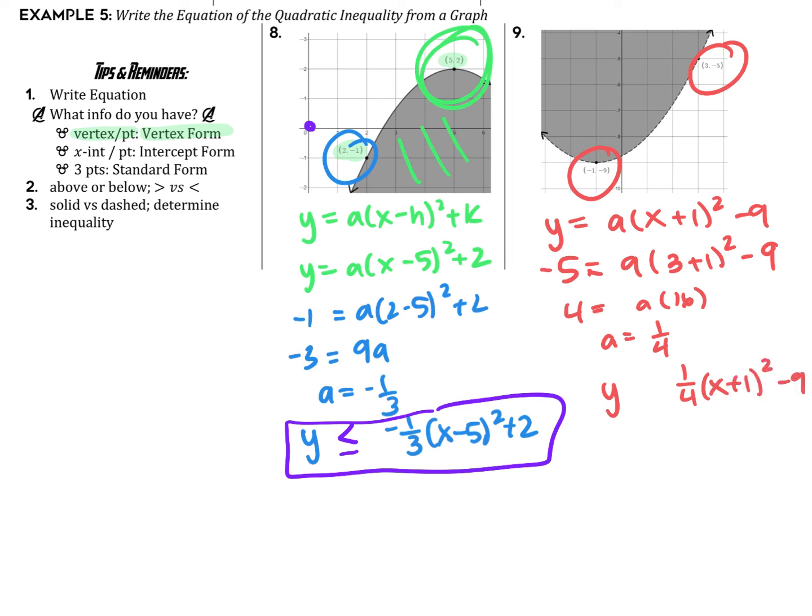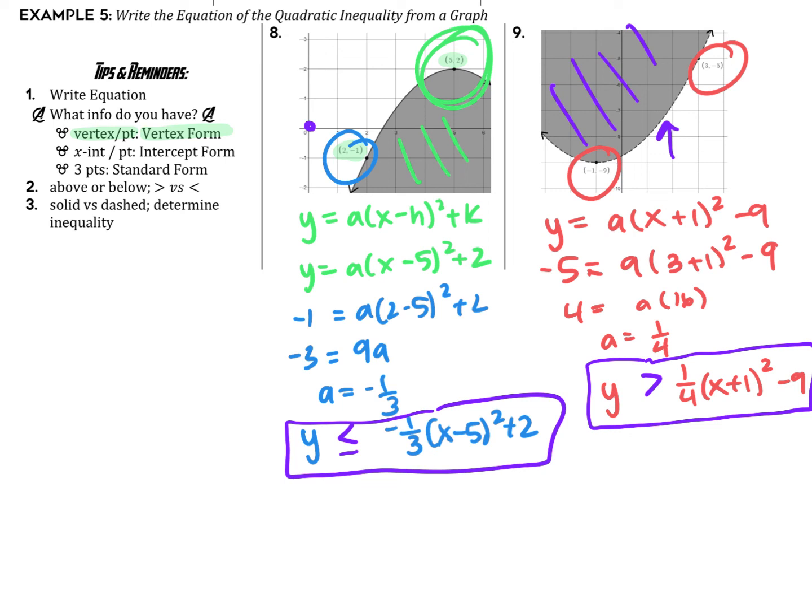This next part is really the only part that's new. Is it shaded above or below? It's shaded above, so it should be greater than. Is it solid or dotted? It's dotted, so it should not have an or equal to symbol under it. Then we can test a point. (0, 0), if we plug it in, should be true, which in this case it is. 0 is going to be greater than 1/4 minus 9. So we know we have written the correct inequality.